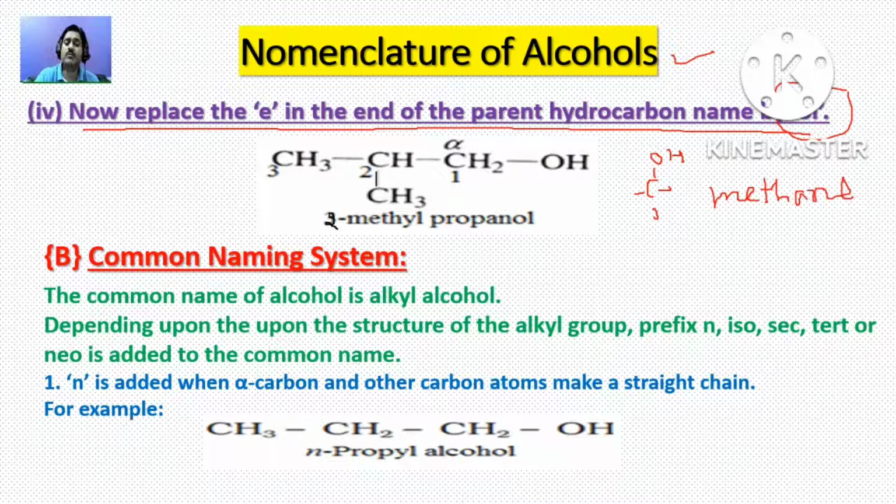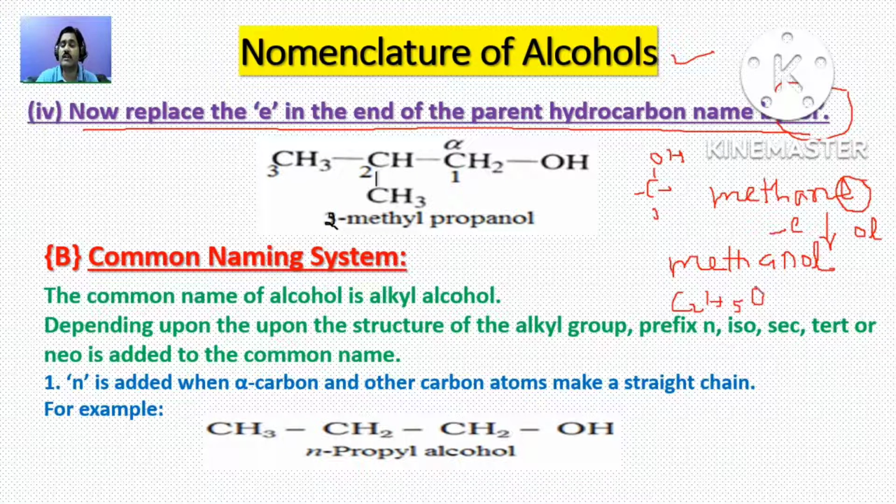What do we have to do? We have to remove e from it, and after removing e, we have to add ol. What will be the name after that? Methanol. Similarly, C2H5OH is called ethanol. The e is replaced with OH. Then propanol, butanol, pentanol, hexanol, and so on.